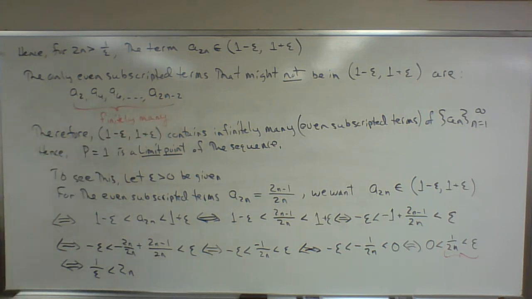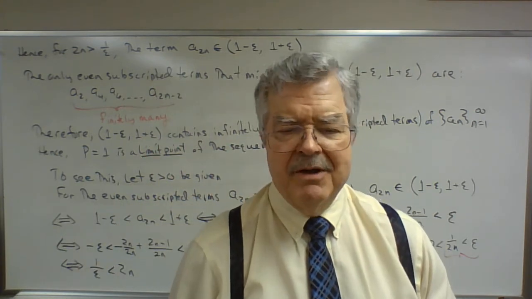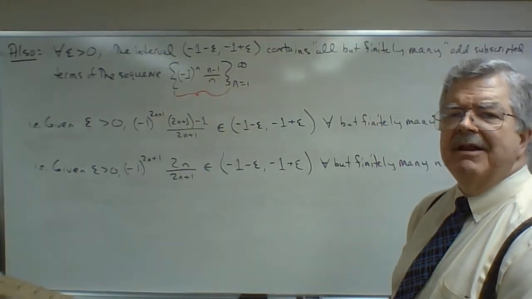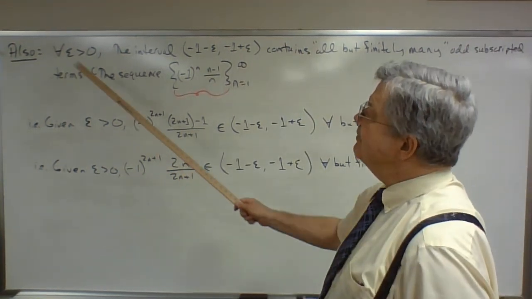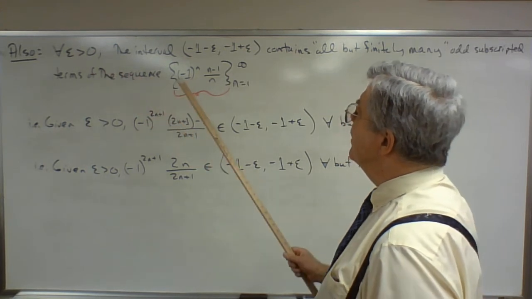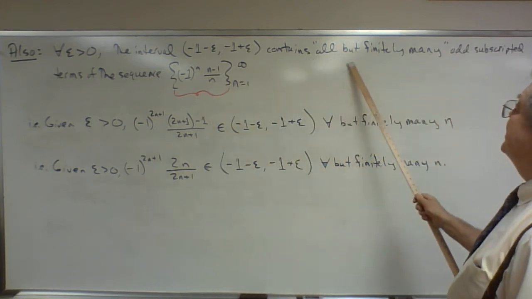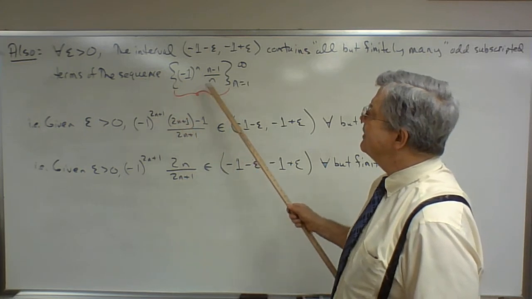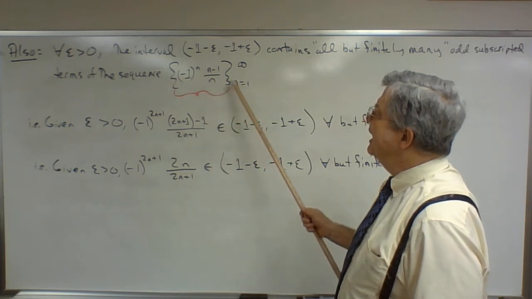Now, let's also show that p equals -1 is a limit point, and I will try to do this one a little bit more elegantly. So now we look at -1 being a limit point of the sequence. And so we have to show that for each epsilon greater than 0, the interval -1 minus epsilon, -1 plus epsilon contains all but finitely many odd subscripted terms of the sequence -1 to the n minus 1 over n.